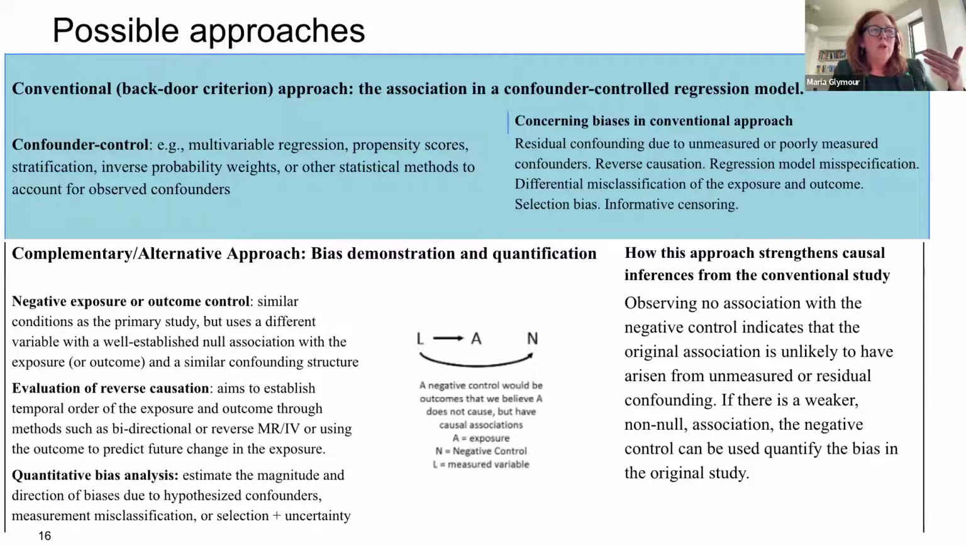So these are situations where you use a different variable with a well-established null association with the exposure or the outcome, but a similar confounding structure. And then if you observe that this is in fact a null association, that there is in fact no association between your negative control and the outcome, that suggests that the confounding is also not large. Evaluation of reverse causation.